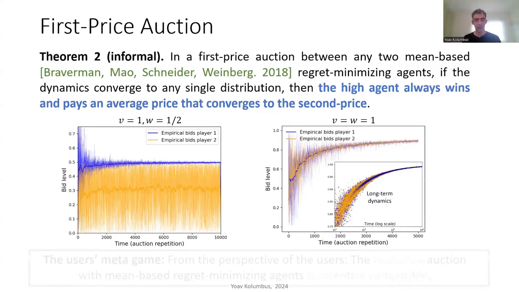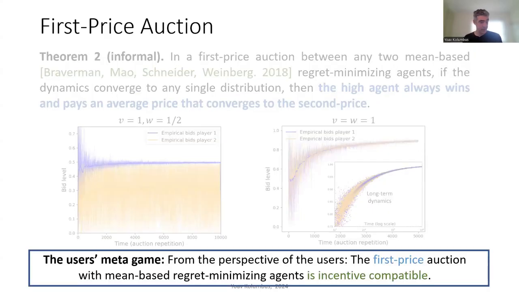From their perspective, a user enters some number into the auto bidding agent interface, and in the long term, he observes the second price outcome. So overall, what he sees looks like a second price auction. So the first price auction with mean-based regret minimizing agents is incentive compatible. And again, this is in contrast to our basic intuition on first price auctions, which are not incentive compatible when they are played directly, and also in contrast to our result on second price auctions.